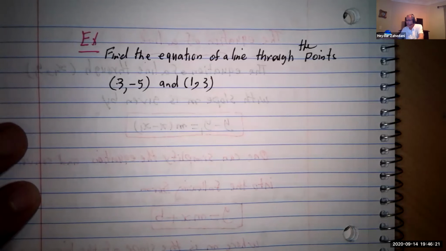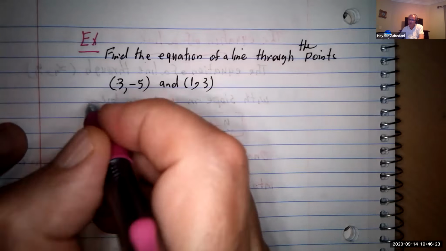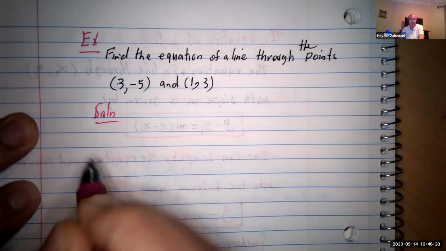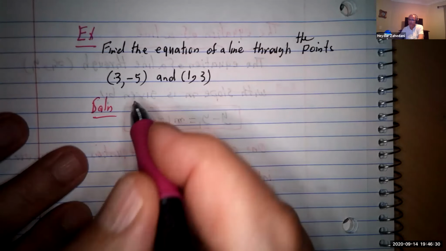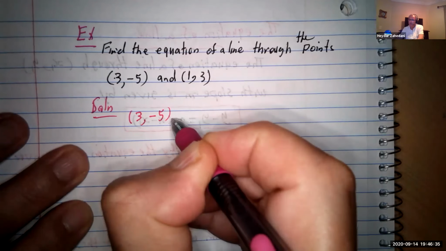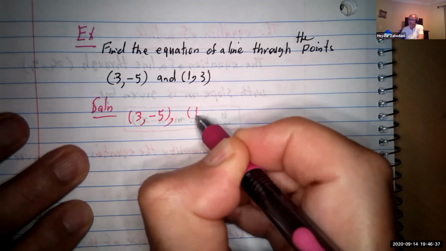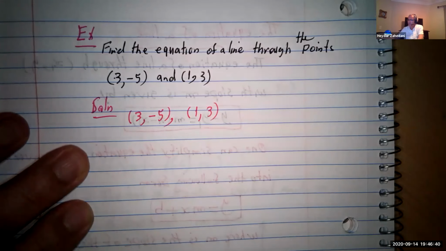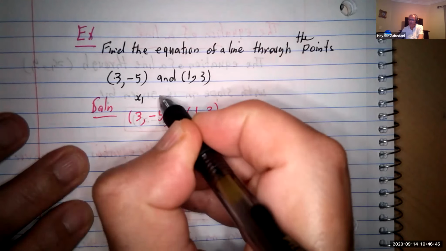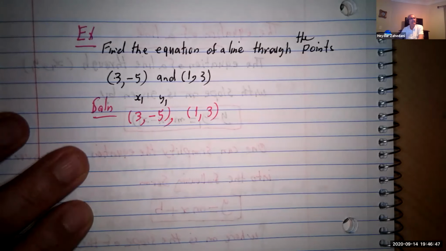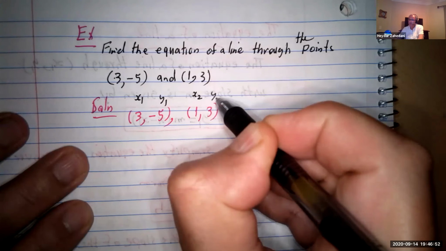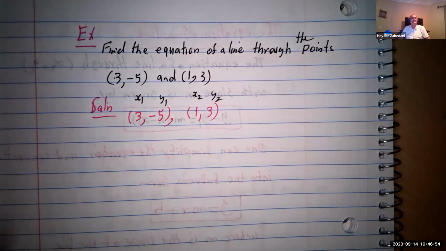Okay, so let's do it. You have to label this information. So that's going to be the solution. Label the information: we have 3, comma -5, and you have 1 and 3. So I'm going to call this one x1, and this is going to be y1. So this is going to be x2, and this is going to be y2. Find the slope first.